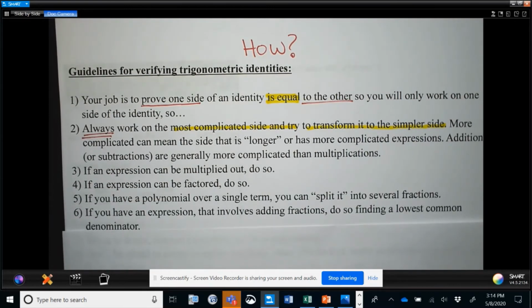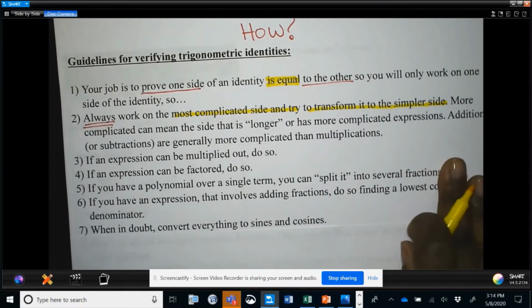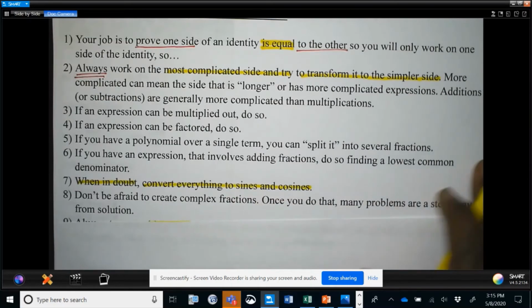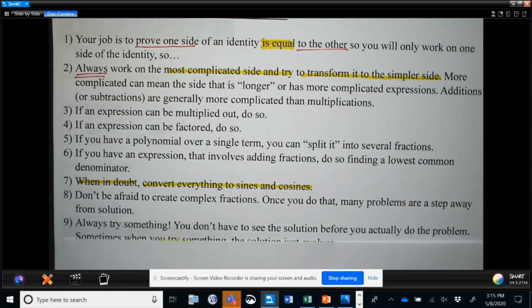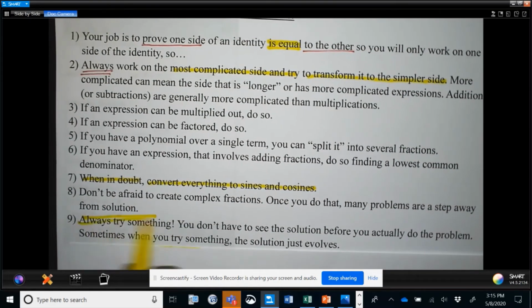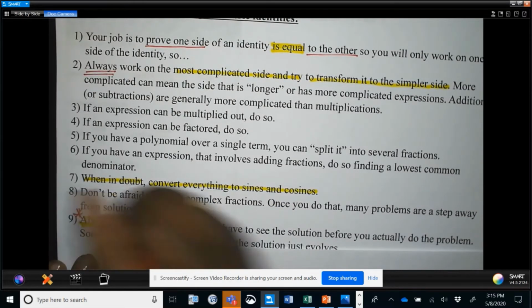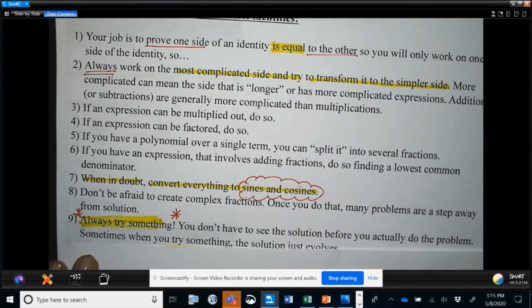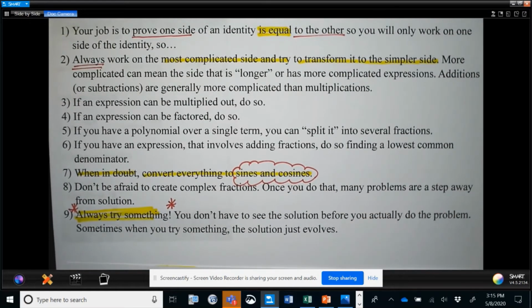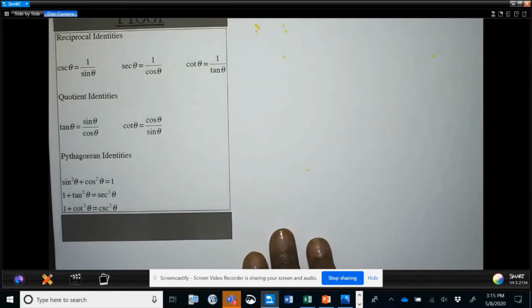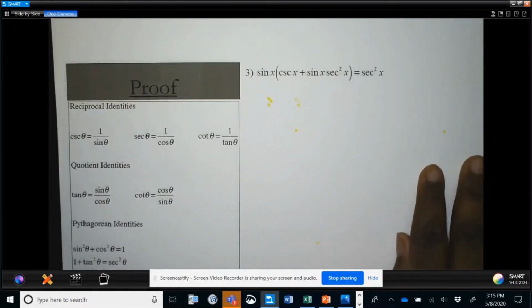If an expression can be multiplied, multiply it out. If an expression can be factored, factor it out. If you have a polynomial, split it. When in doubt, convert everything to sines and cosines. That's what we did on the first two examples. But always do something. Don't be afraid to create a complex fraction. We can do fractions. Your solution simply evolves. It's just as easy as that.